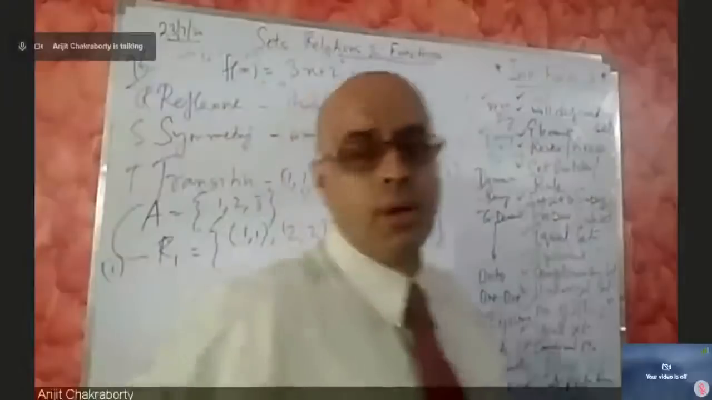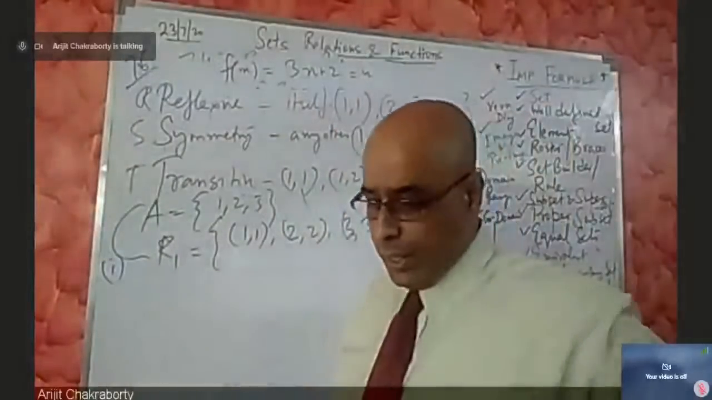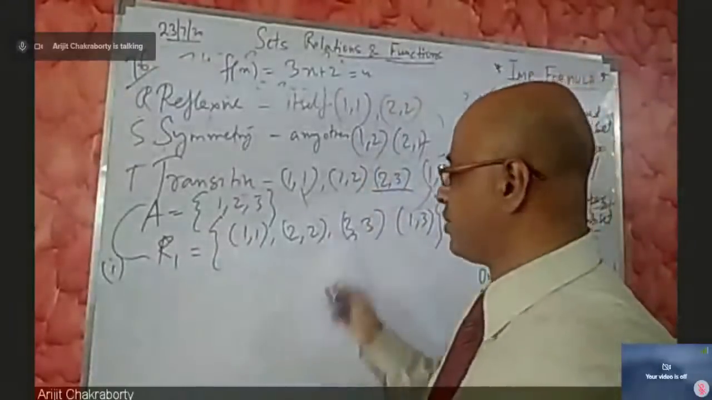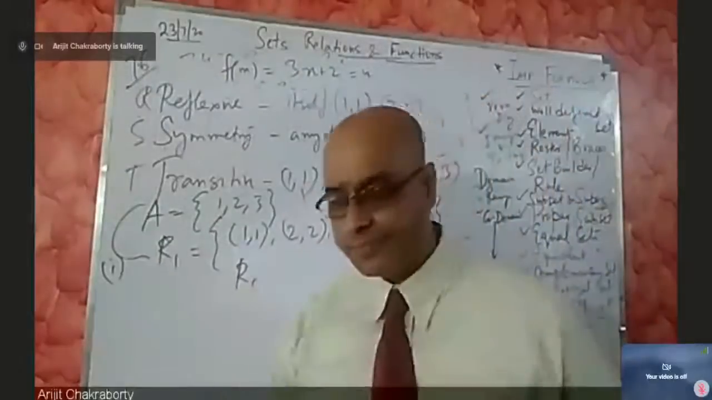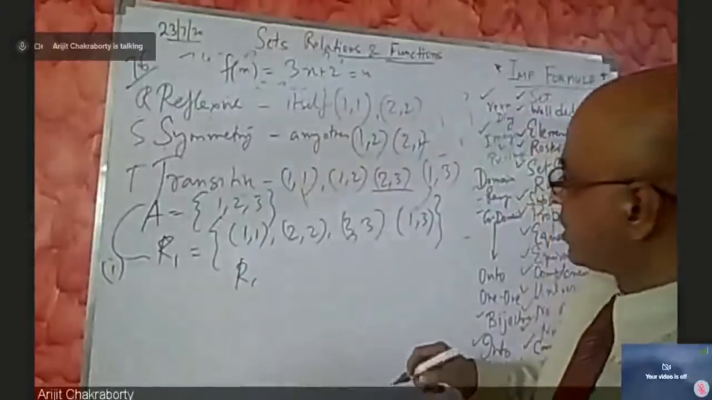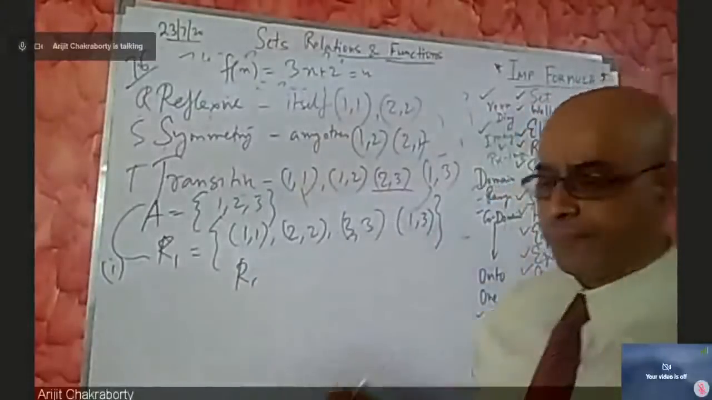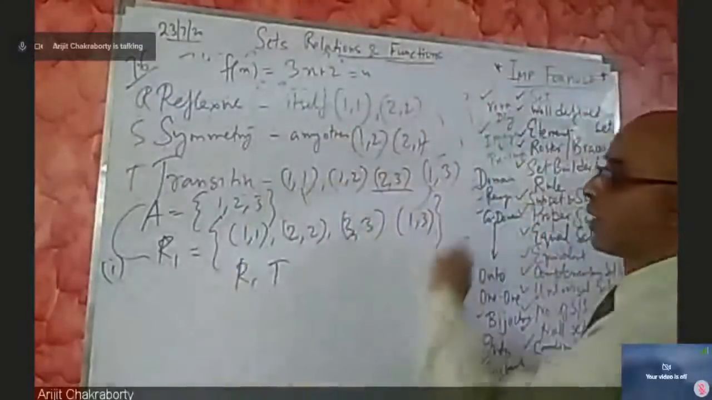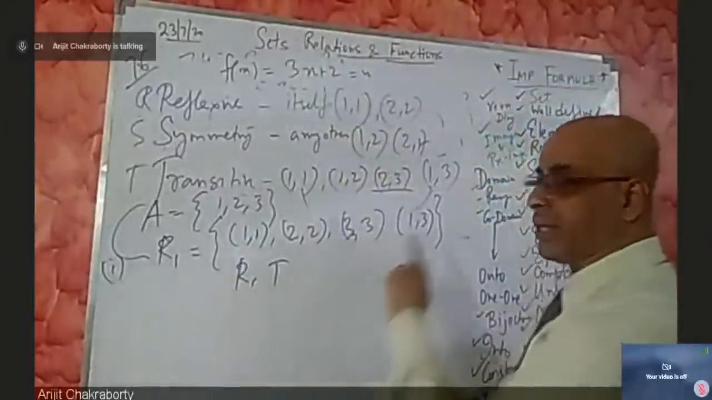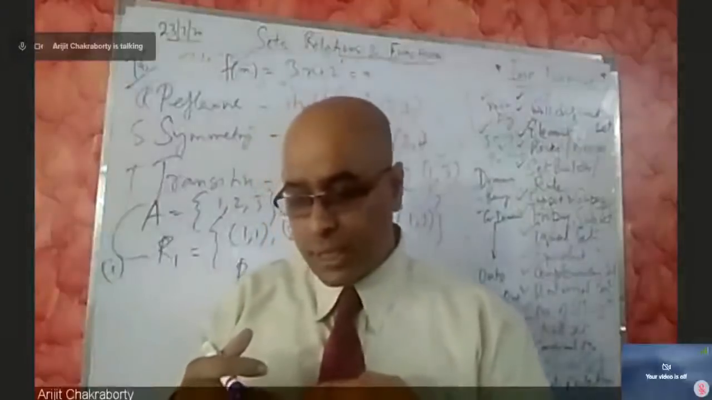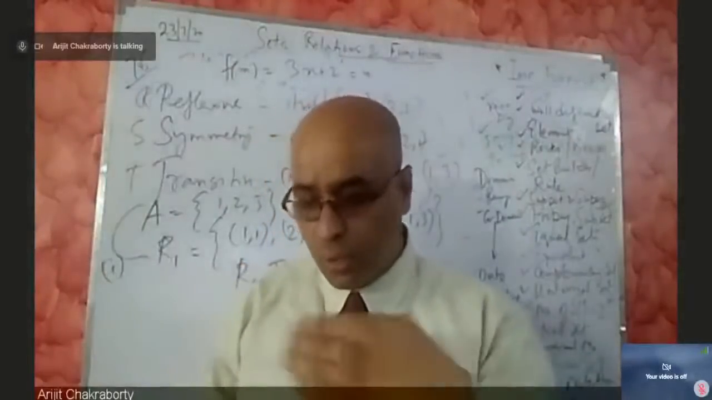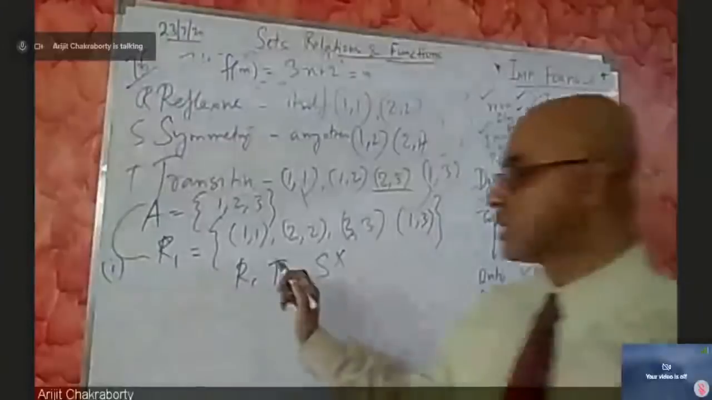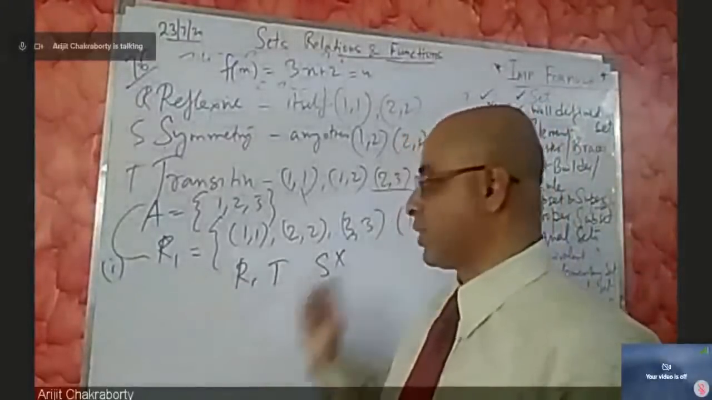So this is an example of what? Now is it reflexive? Reflexive means 1,1, 2,2, 3,3. Yes, it is reflexive. Is it transitive? We have 1,3. Yeah, it is transitive. But is it symmetric? Symmetric means 1,2 and 2,1. But here we have 1,1, 2,2, 3,3, 1,3. If it is symmetric, it will have 1,2 and 2,1 also. But we don't have symmetry. So it is reflexive, it is transitive, but not symmetric.